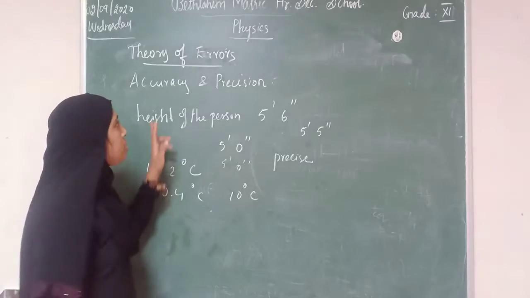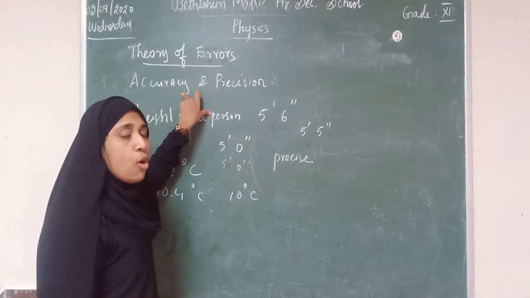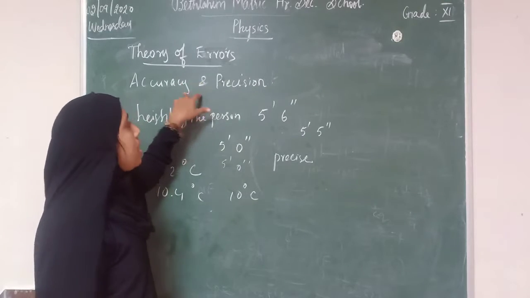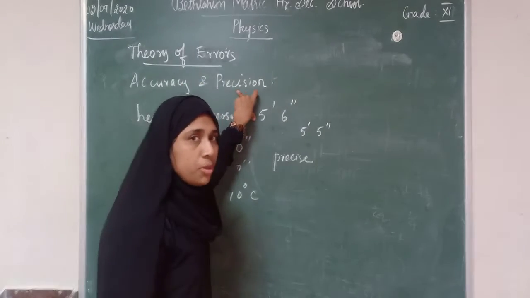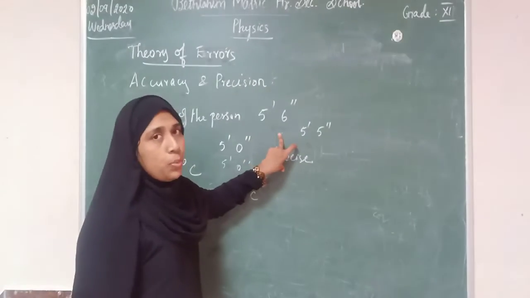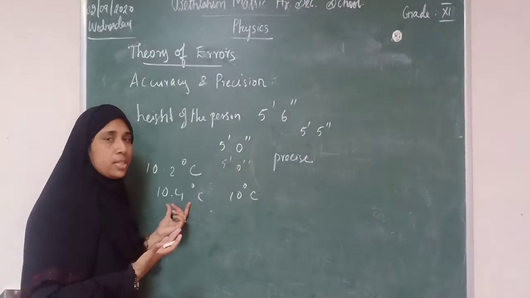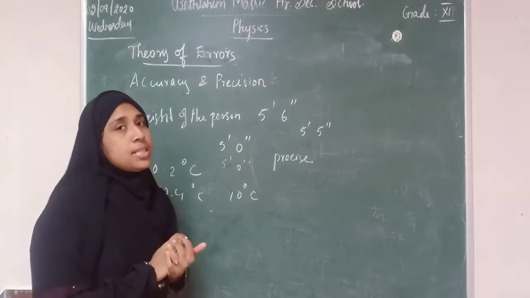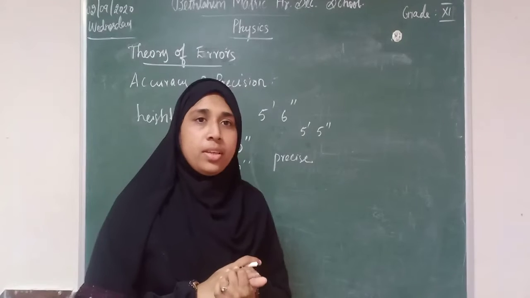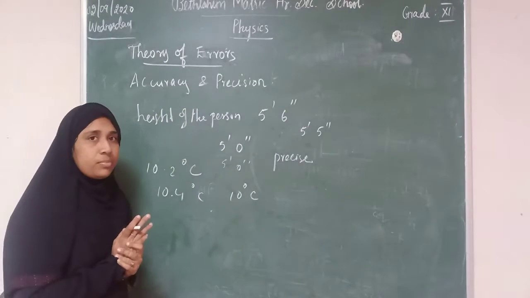I hope you understood the concept. Accuracy means how far we are from the true value. Precision means how well we are measuring. Accuracy means it is closer to the true value. But precision means it may be less accurate, but repeatedly we will be getting the same value. So accuracy and precision.